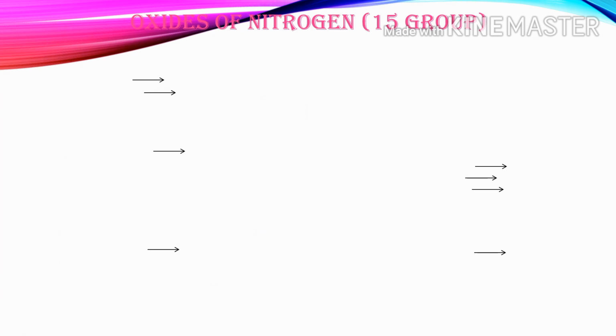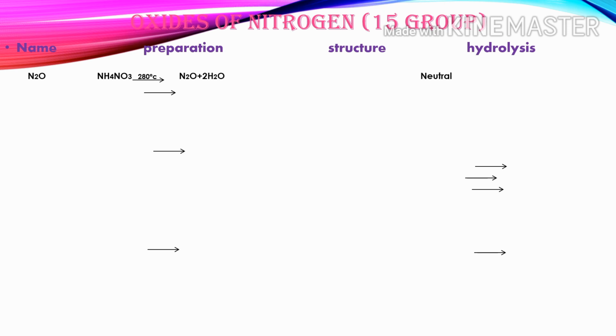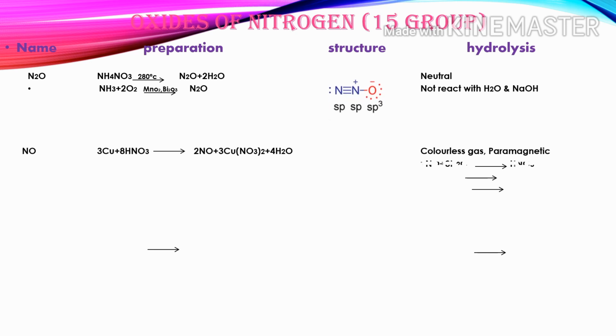Oxides of nitrogen. Nitrogen forms a number of oxides with oxygen. Mainly six types of oxides are there. So we will look at these oxides: name, preparation, structure and reactivity. The first oxide is nitrous oxide. Formula is N2O. When solid ammonium nitrate is heated at 280 degrees centigrade, it gives nitrous oxide.